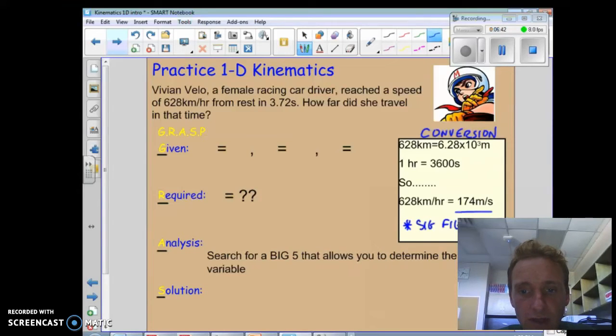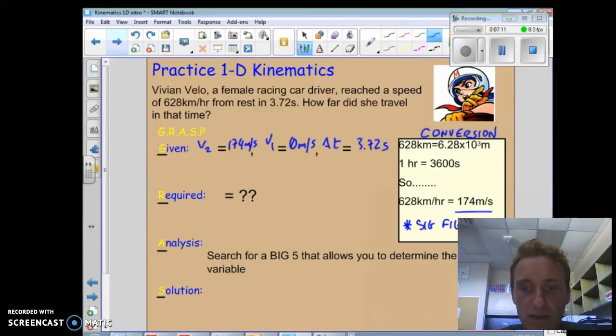How do we solve this problem? Well, we use what's commonly referred to as the GRASP method, or the GRASP method, whichever you want to call it. I'm okay with that. So you start by pulling out from the question, what was I given? Well, you were given the final velocity, 172 meters per second. The initial velocity is 0 meters per second because the car driver started from 0 meters per second. And the change in time is 3.72 seconds.